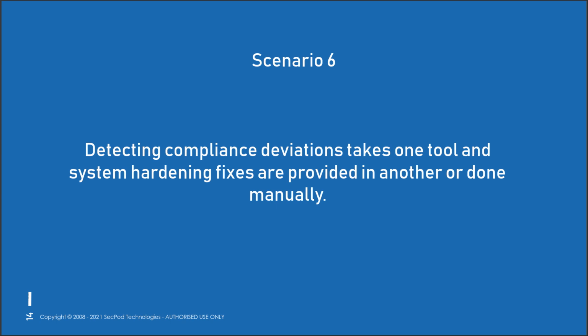Detecting compliance deviations takes one tool, and system hardening fixes are provided in another or done manually. This is one of the common scenarios we hear. IT security teams run compliance scans using one tool, and for the remediation fixes they opt for either a different tool or do it manually. This approach will not be the right method in the long run, and having one simplified console would be the right way forward. Manish, what are your thoughts on this? Right, Dikshita. Yes, it will be cumbersome to manage different tools to achieve one objective.